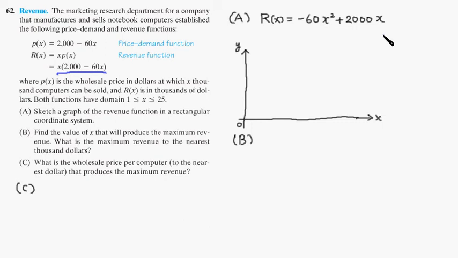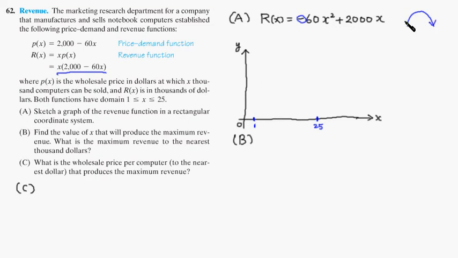Right? So part A: sketch the graph of the revenue function, which is a quadratic function, in a rectangular coordinate system, where x is going from 1 to 25. So let's mark 1. Probably around here. And 25, it's not to scale, say 25 is right there. Then we know that this is a parabola, and the negative sign indicates that it's going to face down. So you're going to have a downward-facing parabola, looking kind of like this.